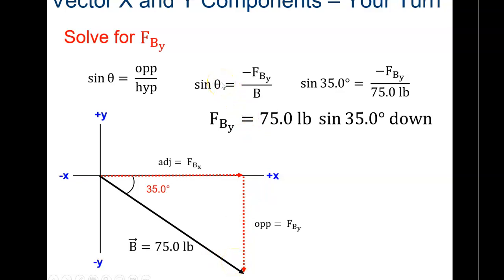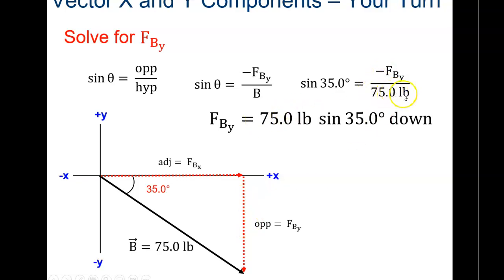So I can say the sine of 35 degrees, that's our angle theta, is equal to FBY, or the opposite side, divided by the vector B. I know the vector B is 75 pounds. Why do you think they put a negative sign here? Let's go back to FBY. Is it going up, positive, or down, negative? Remember, negative is in this direction. That's why they added that there.